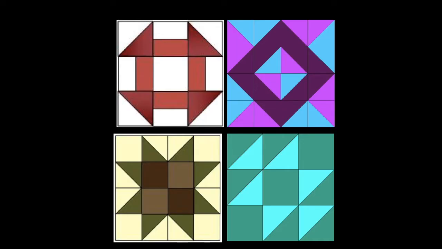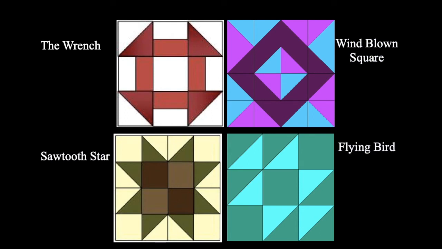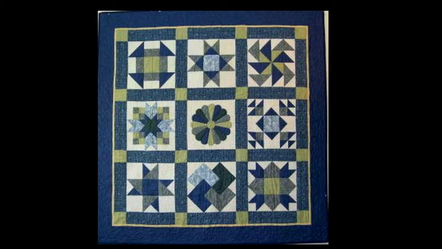Actually, the Pilgrims in the colonies, the people that lived in the colonies, would have given these special geometric designs names. Like this one's called the wrench, the windblown square, a sawtooth star, and a flying bird. Once they create these geometric quilt block designs, they would then stitch these blocks together to make a bigger quilt covering.